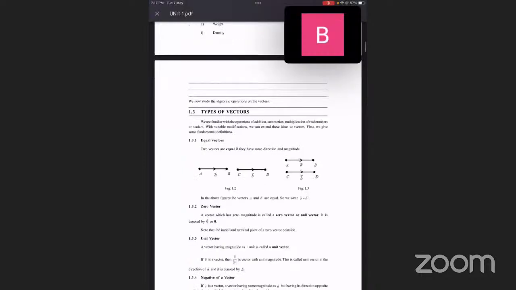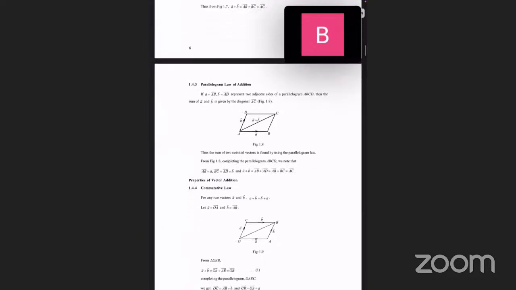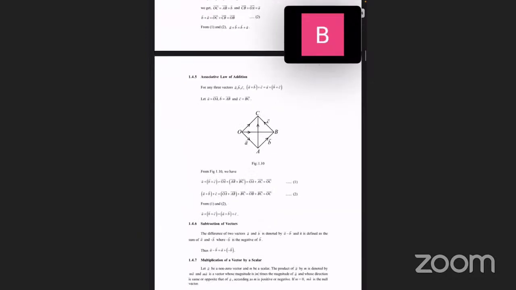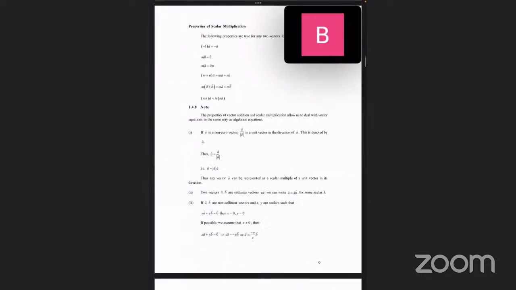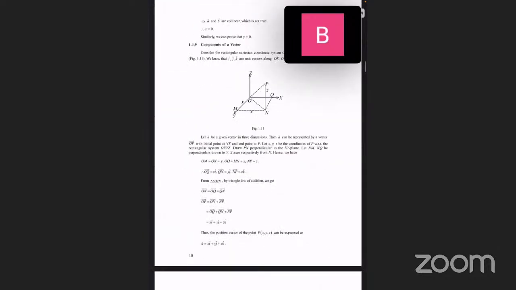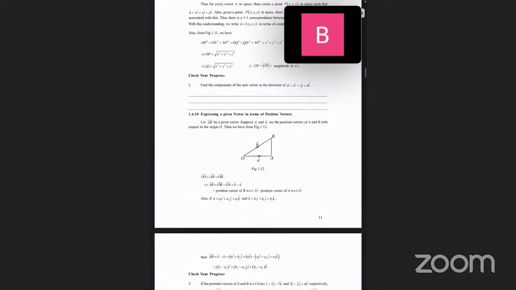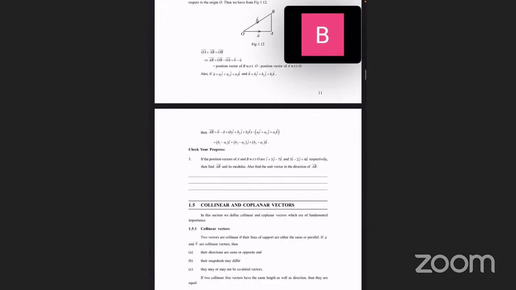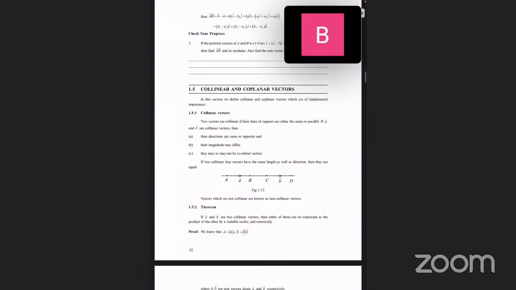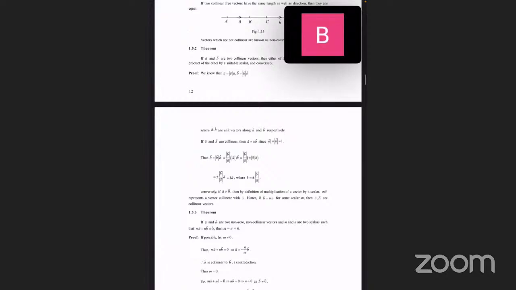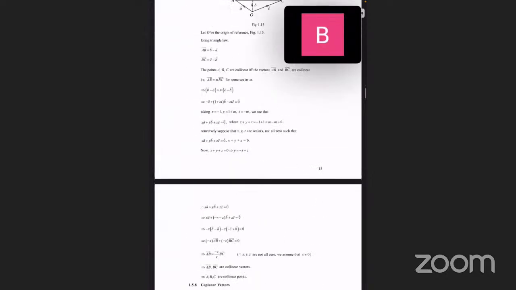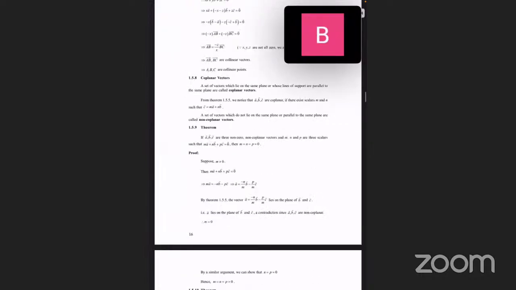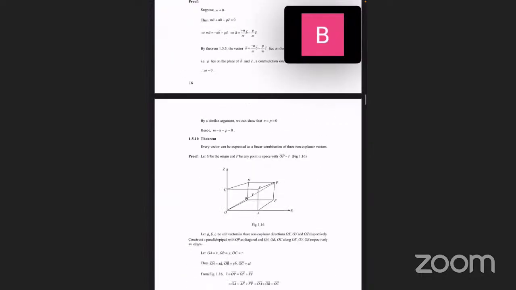Okay, so just now we have seen the collinearity of the vectors. Next, we'll see the dot product of vectors, or we call it the scalar product of vectors. In 1.5, you have the collinear and coplanar vector definitions. So many example problems are there. So try to practice those example problems.